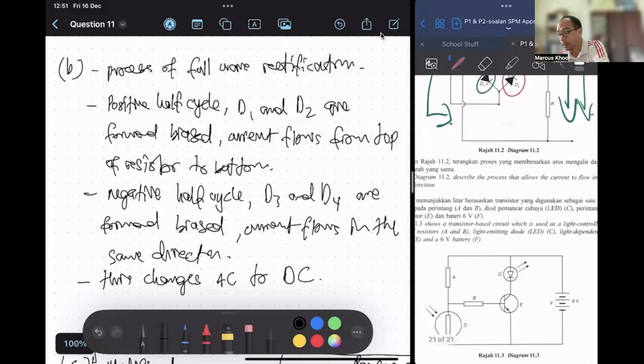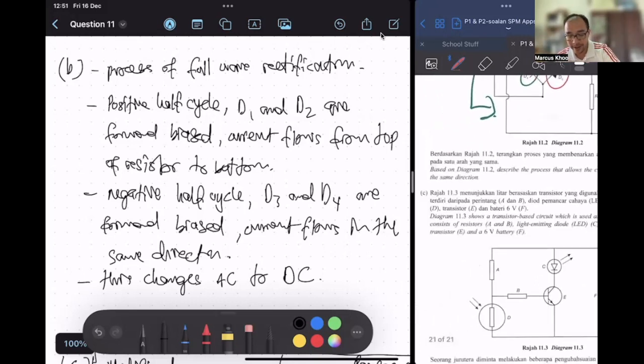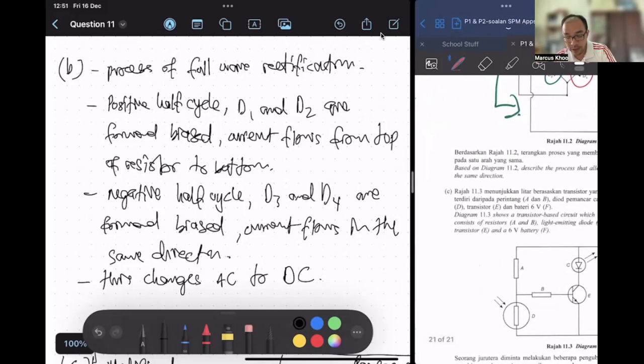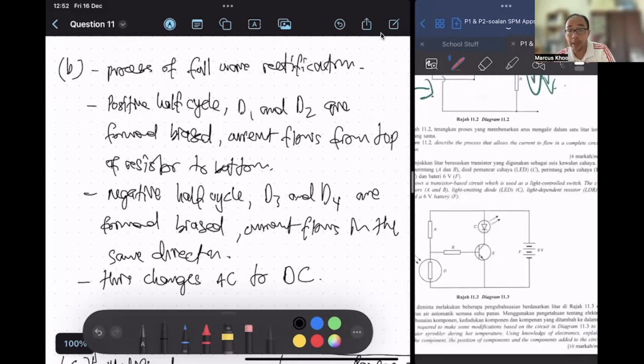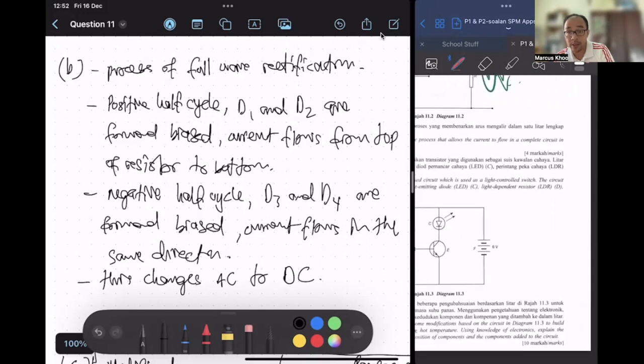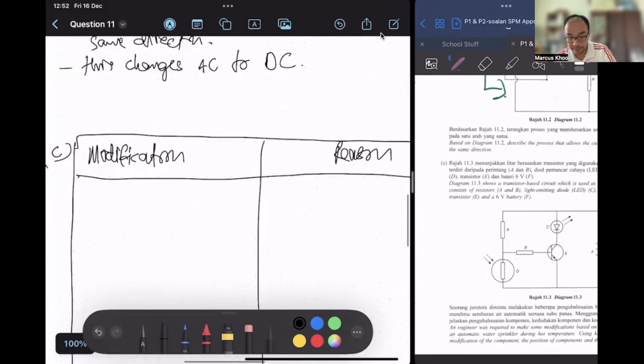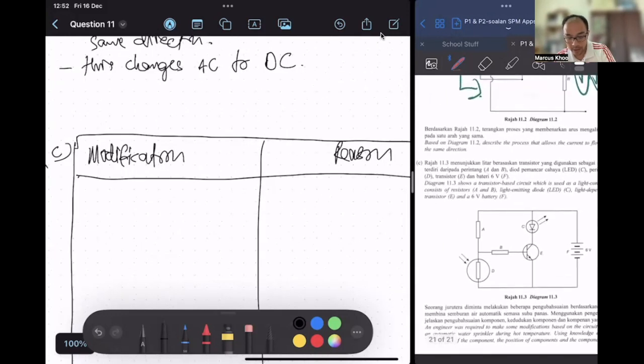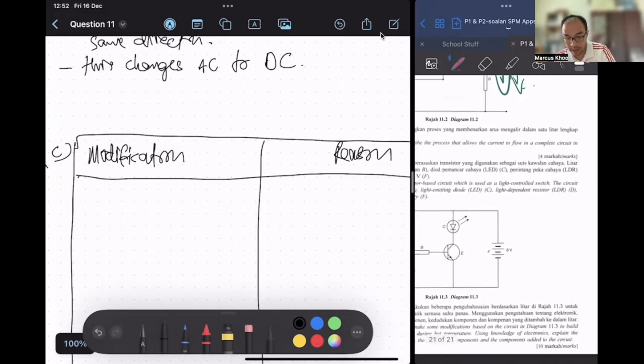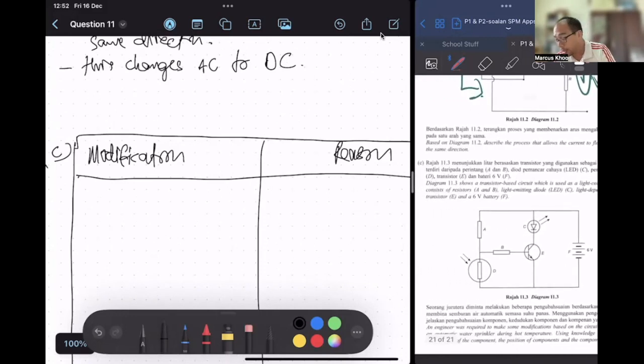All right. I think this is our final question. Diagram 11.3 shows a transistor-based circuit which is used as a light control switch. The circuit consists of resistors A and B, light emitting diode LED, which is C, a light dependent resistor LDR, which is D, and then the transistor E and the 6-volt battery F. Now an engineer was required to make some modifications based on the circuit diagram 11.3 to build an automatic water sprinkler during hot temperature.